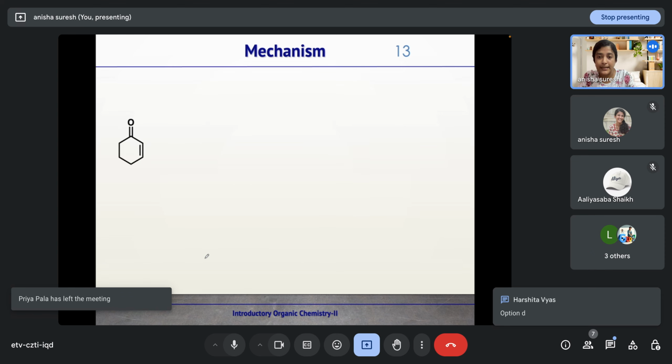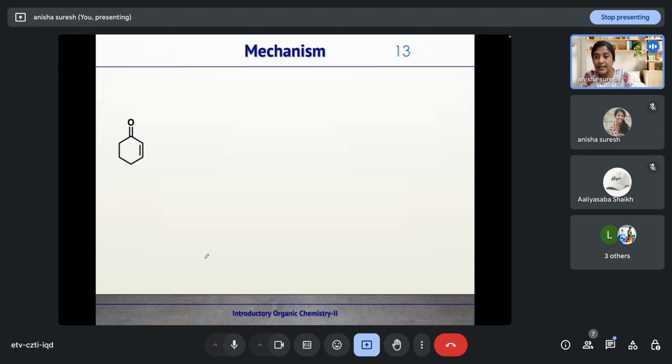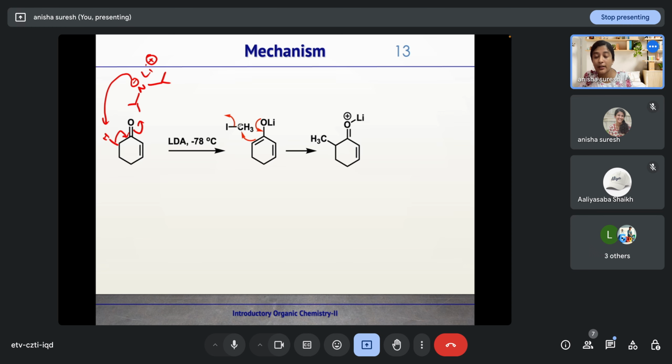So we will see the mechanism. So this is our starting material. When we are treating it with LDA, that is lithium diisopropylamide, it will abstract this proton, leading to formation of this lithium enolate. And this, once falling back, can go and attack this methyl iodide in SN2 fashion, leading to alkylation at this center. And this, upon quenching, will lead to formation of X.